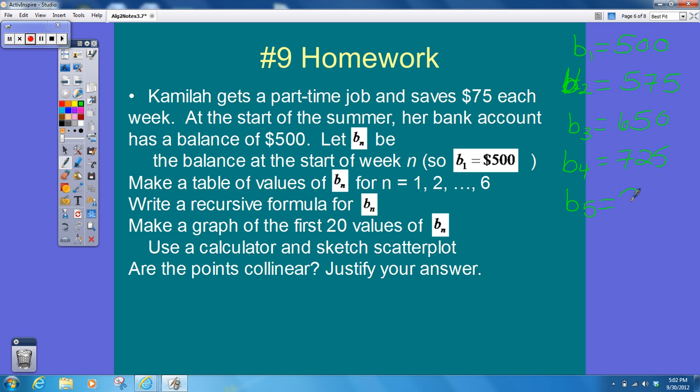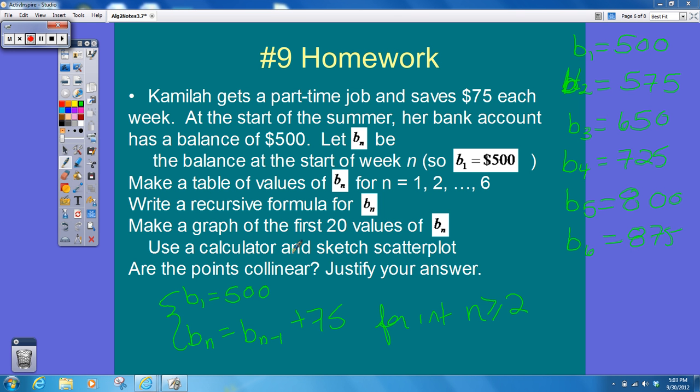B sub 5 will be 800. And B sub 6, oops, forget a 0, is 875. Write a recursive formula for B sub n. Well, what is my first term? B sub 1 is 500. The next term is going to be the one before it, plus 75. Well, I guess it depends how long she has a job. But we're just going to say for n greater than or equal to 2.